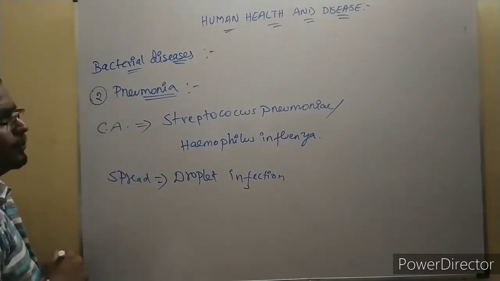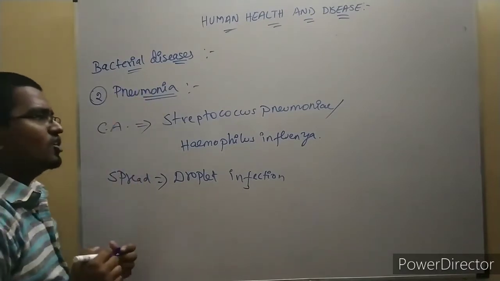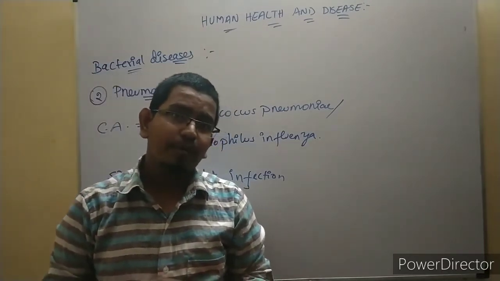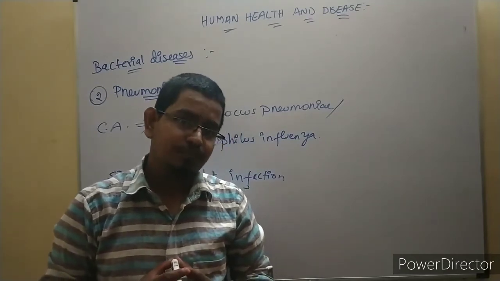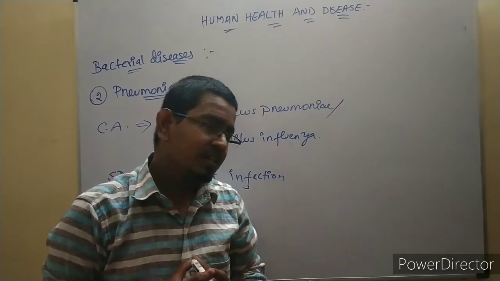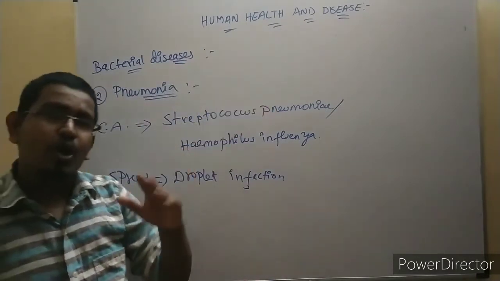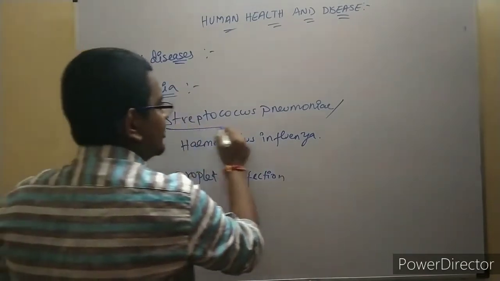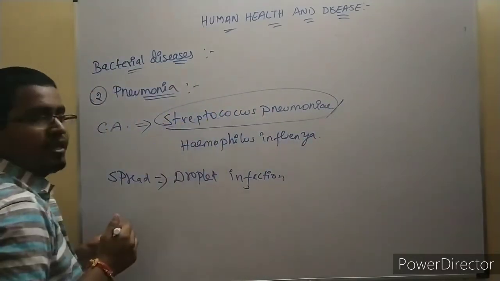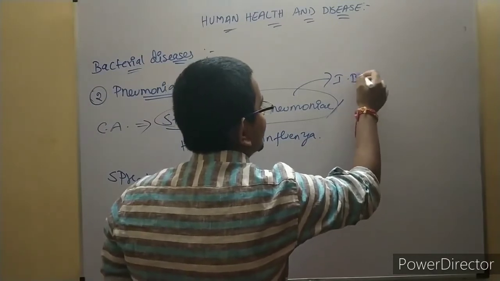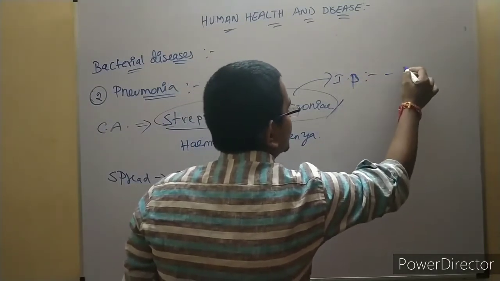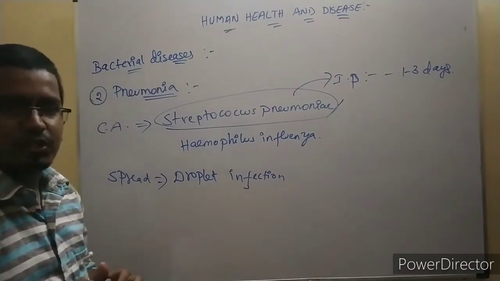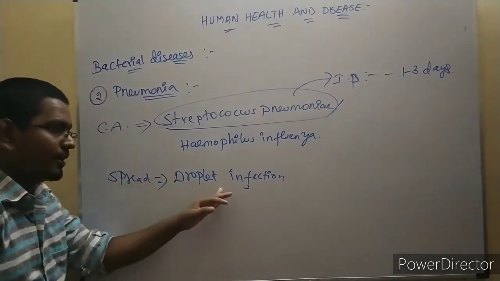What is the incubation period, students, for pneumonia? Pneumonia is not caused only by bacteria, it can also be caused by viruses. Nowadays COVID-19 is going on, and in COVID-19 somebody is getting pneumonia also. So it is also caused due to a virus. The incubation period will vary according to the pathogen which is entering into the body and causing the pneumonia. Here, for Streptococcus pneumoniae, the incubation period is 1 to 3 days. And it will vary according to the pathogen entering the body, right? So it will spread through droplet infection.